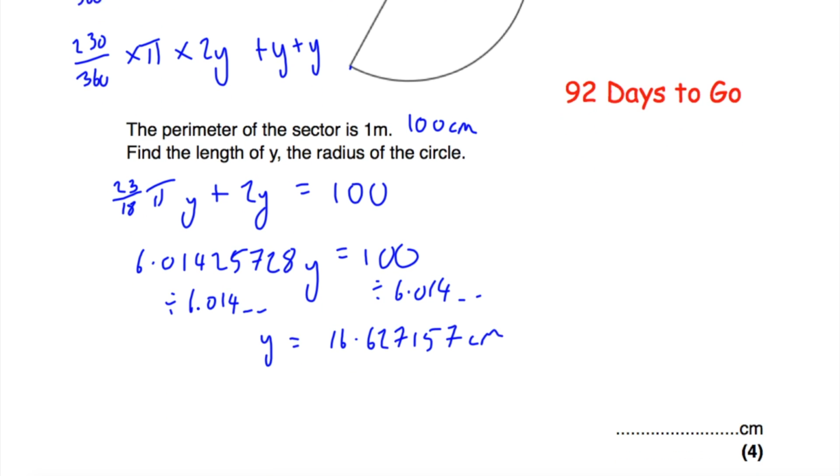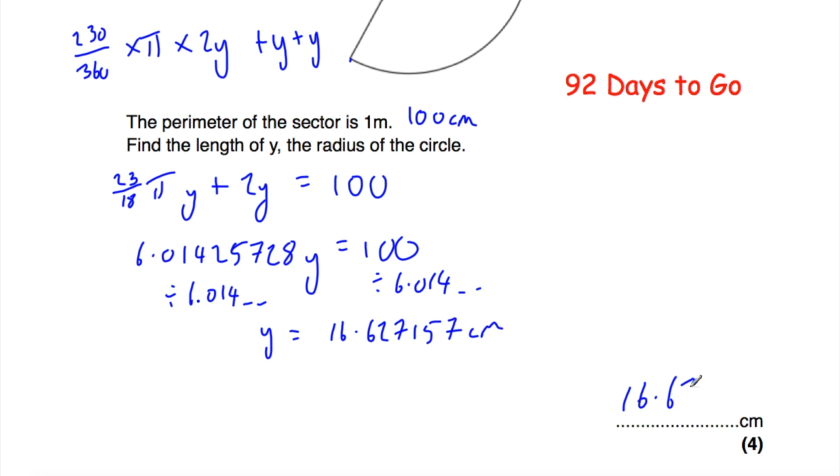And let's just round that. I'm going to round that to 2 decimal places. That'll be 16.63 to 2 dp, to 2 decimal places. And if you got that, well done. Okay, let's look at our next question.